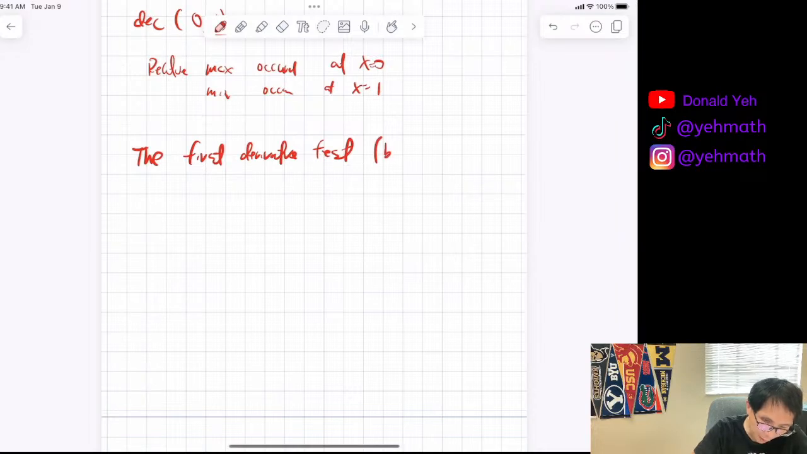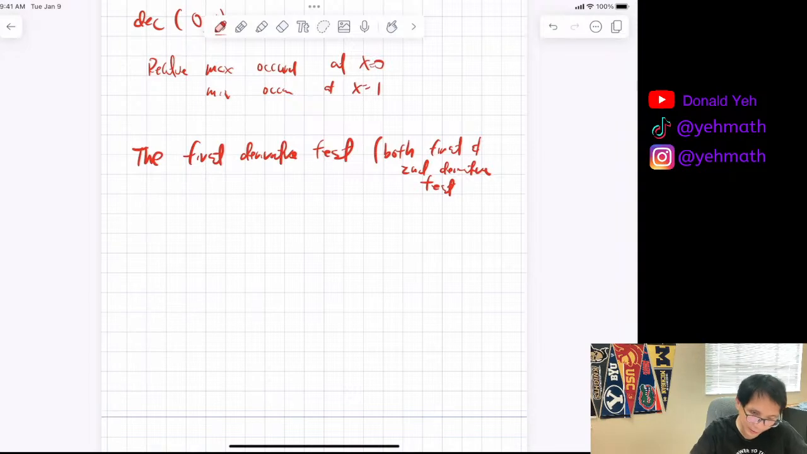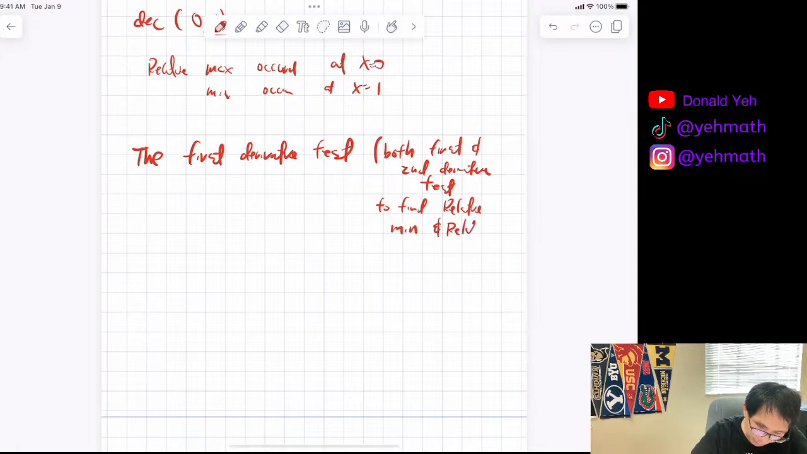Now, the purpose of both the first and second derivative tests is to find relative min and relative max. Some people say the second derivative test finds something else. No, the first and second both find the relative min and max.